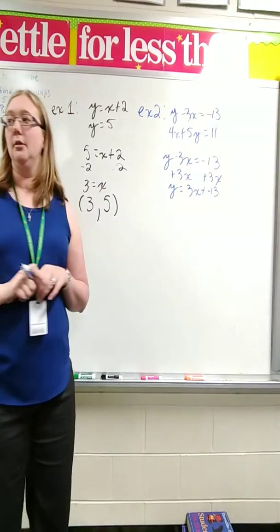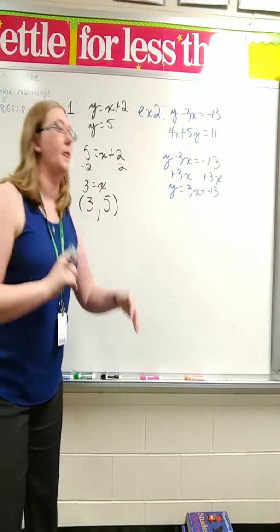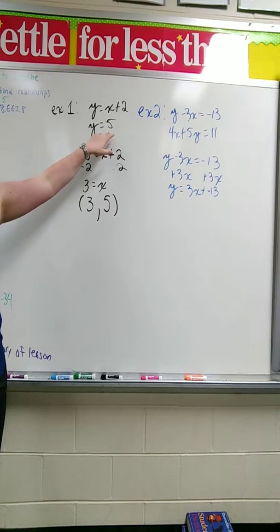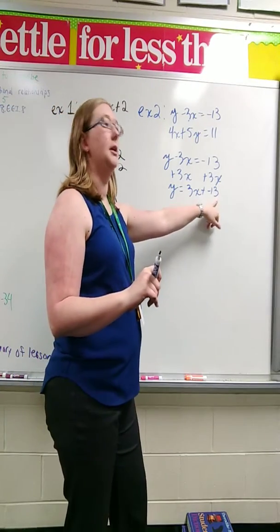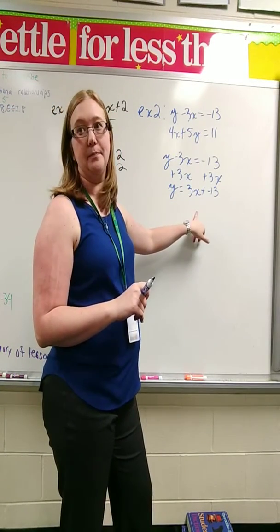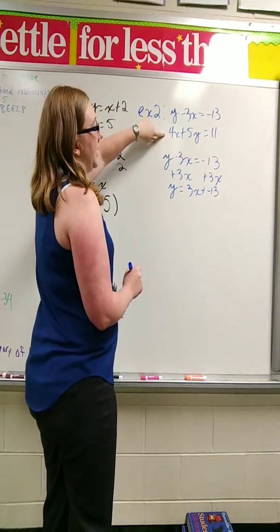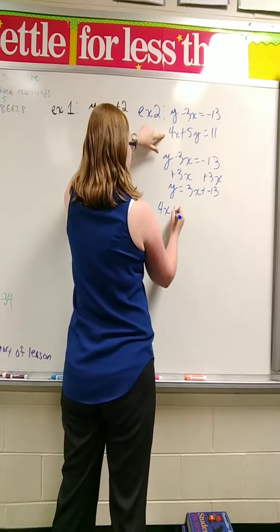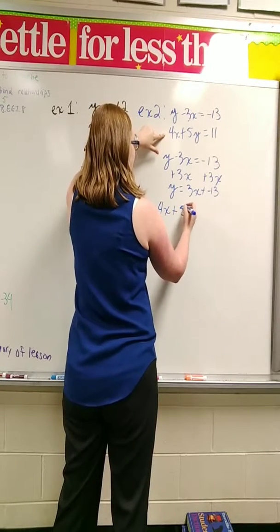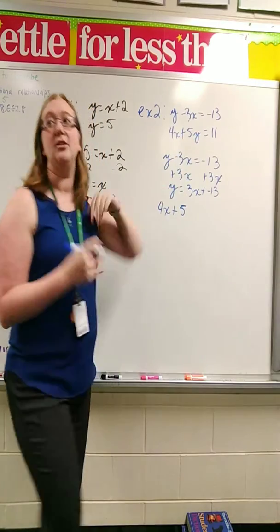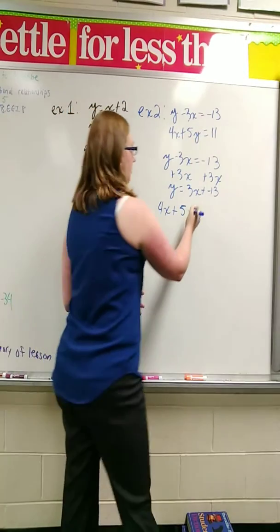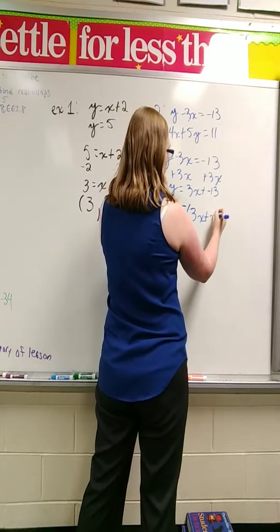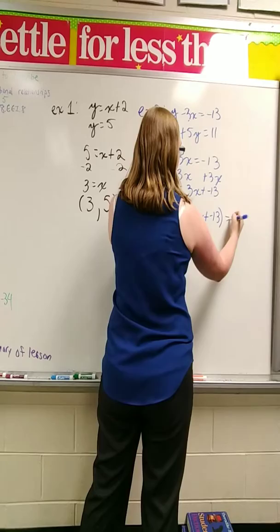Here's where we do that substitution. Okay? In example 1, we substituted a single number in for y. This time we're going to substitute in the equation. So I'm going to take 4x plus 5y equals 11. 4x plus 5. We know that 5y means 5 times y. So we're going to multiply by what y is equal to, 3x plus negative 13, and say that that equals 11.